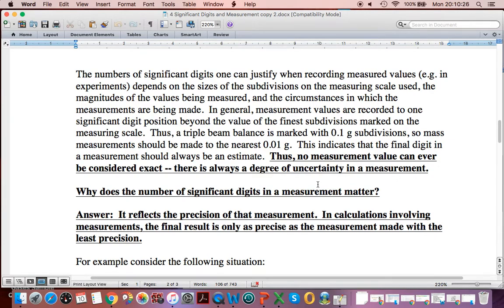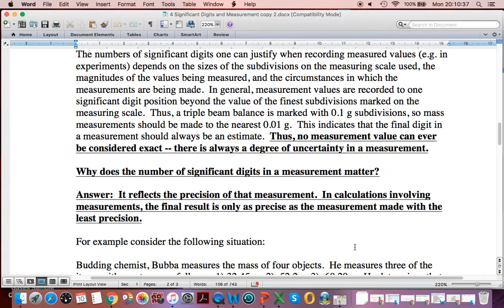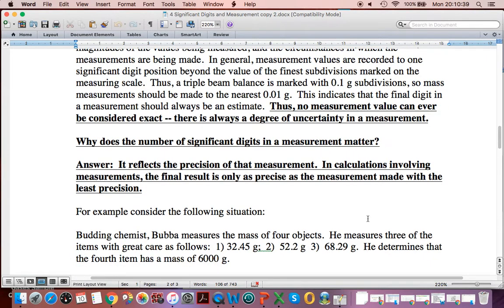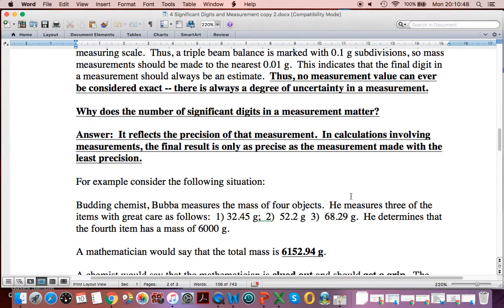So when we do a measurement, the significant digits are really telling the reader how precise we were about doing the measurement. So that's where it talks about relative precision. And later on, we'll be doing calculations involving those. And that means you have to have a total understanding of what significant digits communicate.